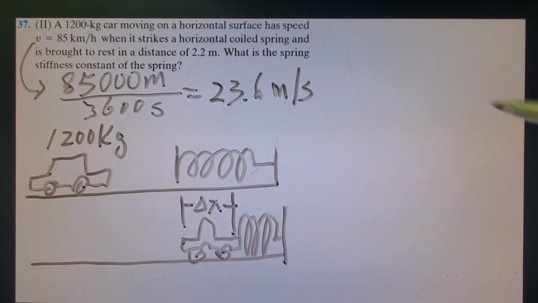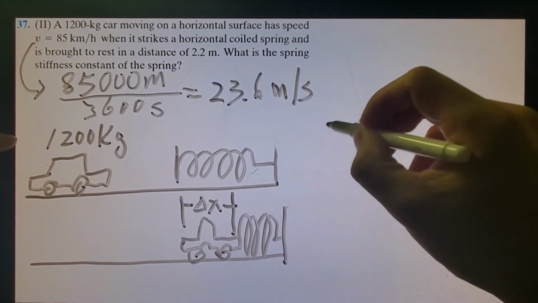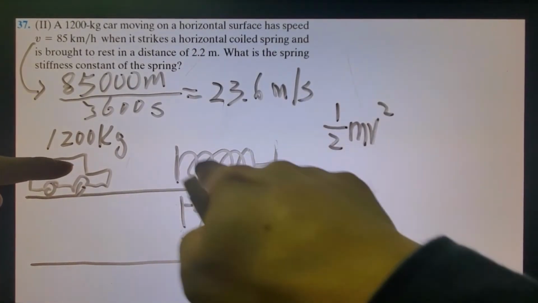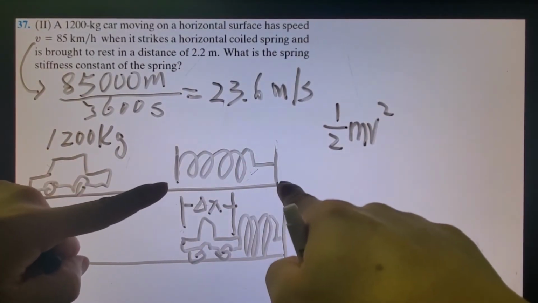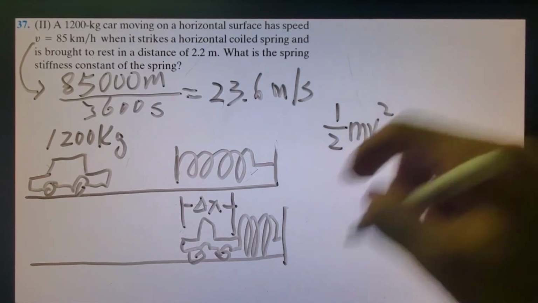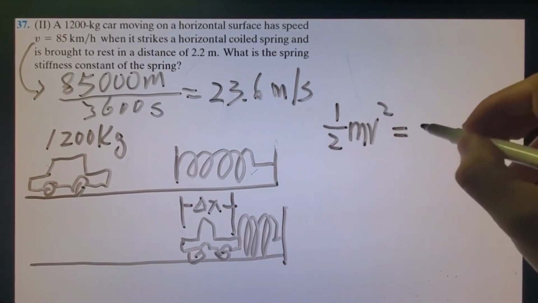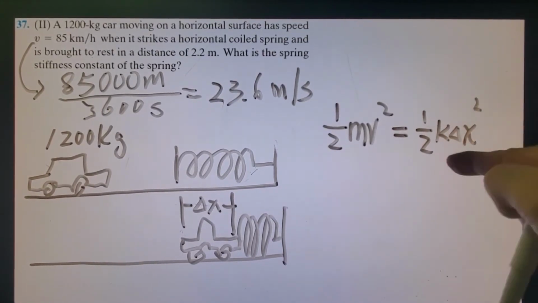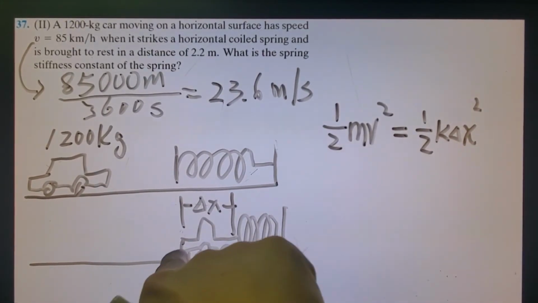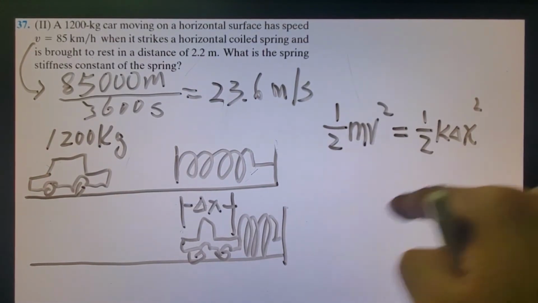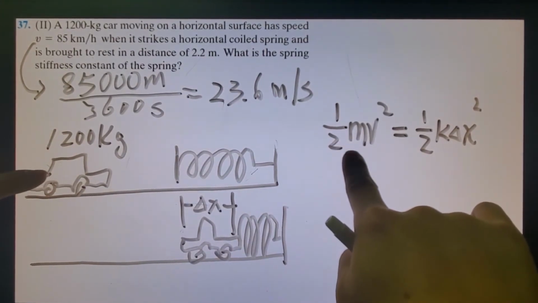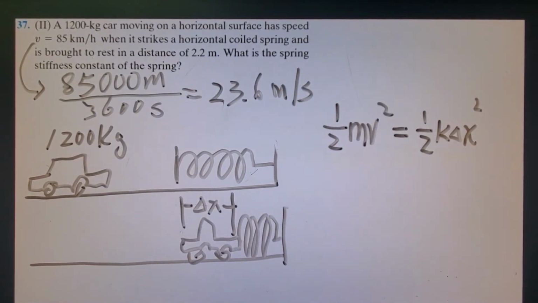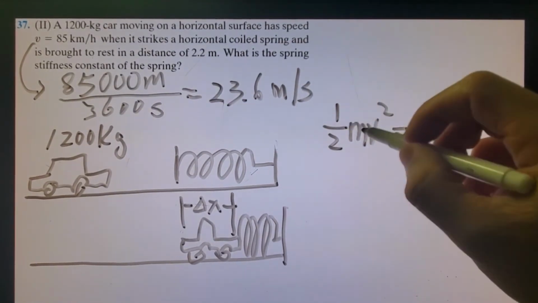Initially I have half m v squared, that is kinetic energy, plus the potential energy of the spring, which is 0. At the end, I have the potential energy of the spring plus the kinetic energy of the car, that is 0. So all the kinetic energy will be converted to potential energy of the spring. All right, so I'm going to plug in the numbers.